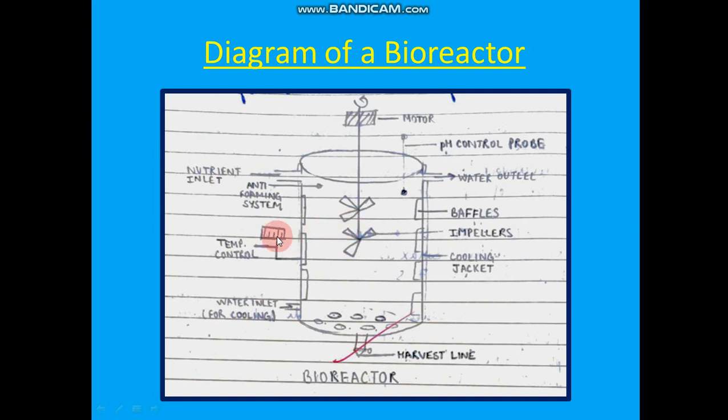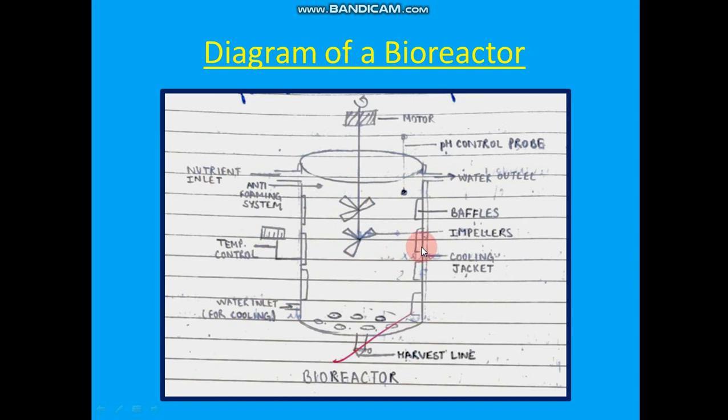Then again, there can be a temperature control system, because when there is continuous agitation inside, ultimately there is an increase in the temperature. An increase in temperature will automatically affect the growth of the microorganism, because for the growth of the microorganism inside the fermenter, it is required that they get a particular temperature. So we need to control the temperature. So here is a temperature control device fitted, plus a water inlet for cooling and a water outlet here for going out.